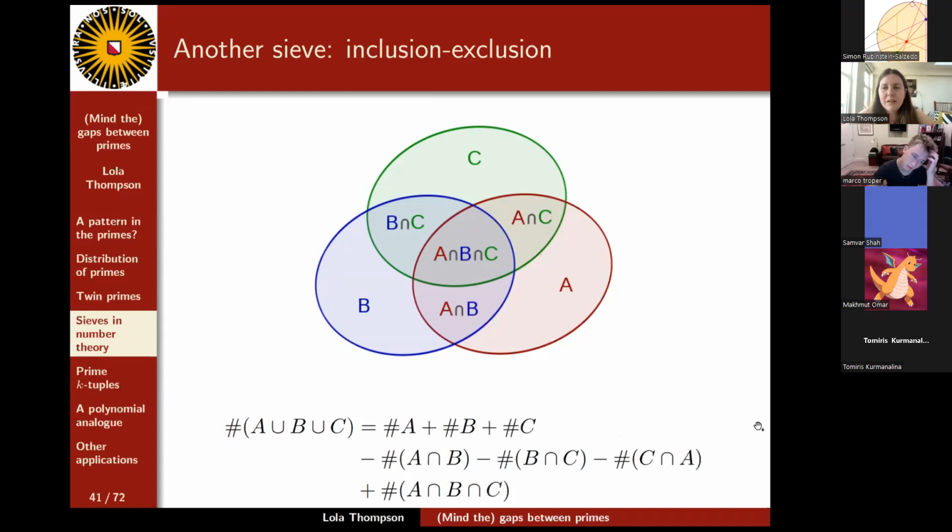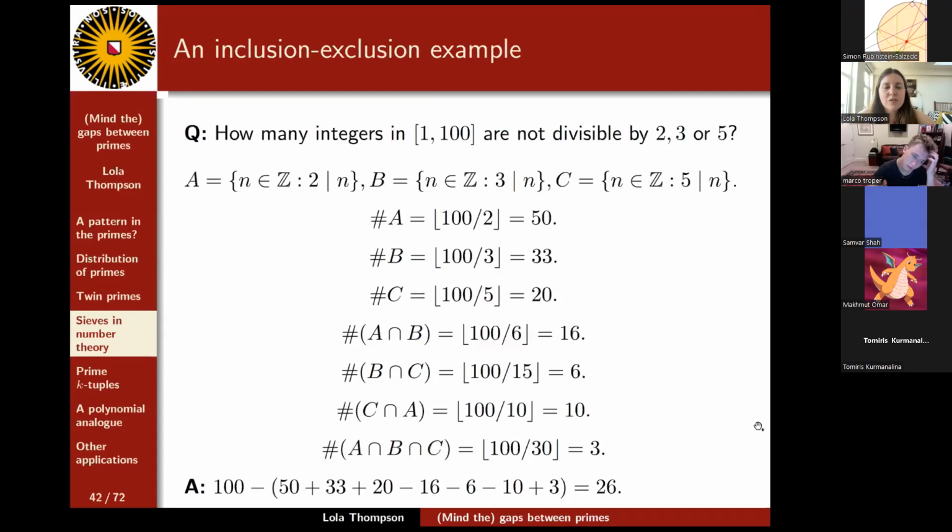And so let's look at a number theory question that uses inclusion-exclusion. We could ask the question, how many integers between 1 and 100 are not divisible by 2, 3, or 5? And so what we can do, we can define our 3 sets. We'll look at the numbers divisible by 2. That's what this symbol here means, 2 divides n, so numbers divisible by 2. And then we look at the set of numbers divisible by 3, and then numbers divisible by 5. So those are my sets A, B, and C.